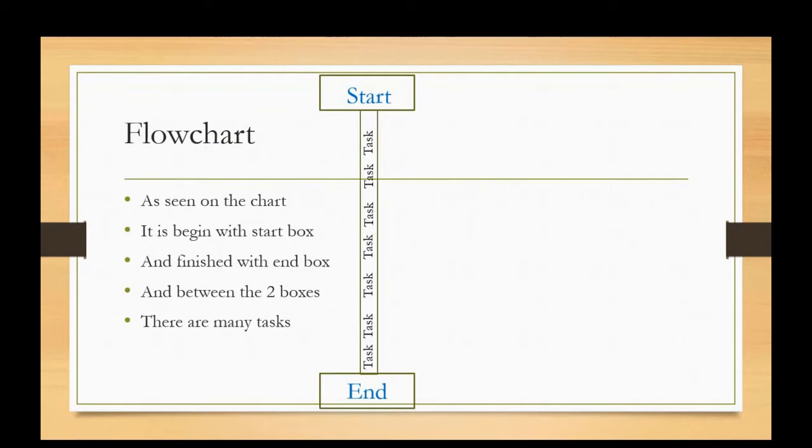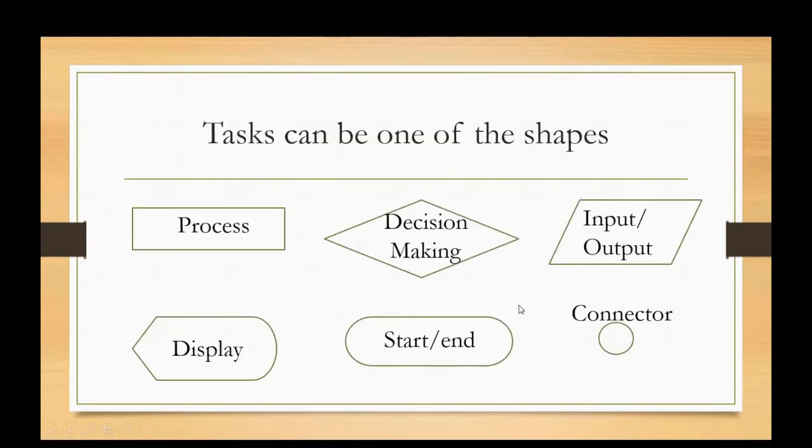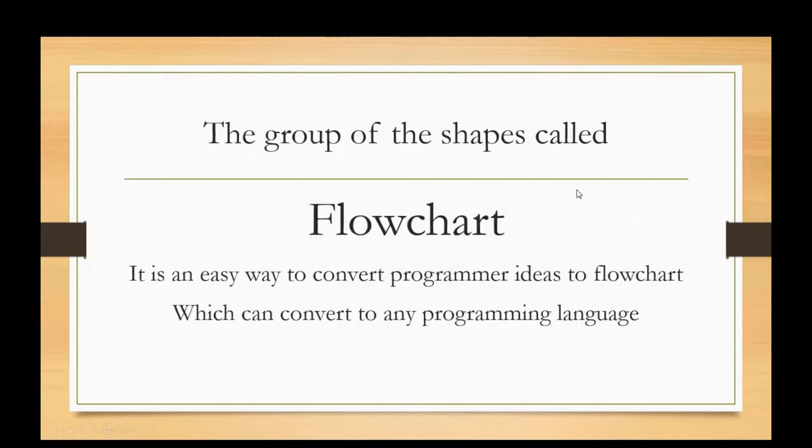As seen on the chart, it begins with a start box and finishes with an end box, and between the two boxes there are many tasks you can give to the computer. It is start, many tasks, and then end. Tasks can be one of these shapes. You can make a process, any process you want mathematically. Decision making, input or output, data, display, start or end, and this little circle is a connector. The group of shapes is called a flowchart.